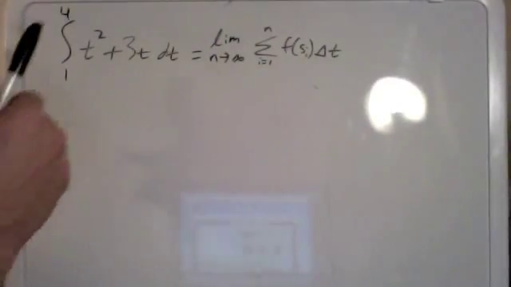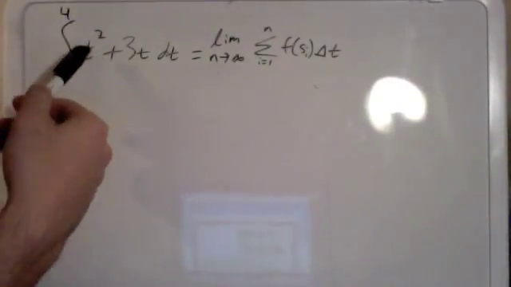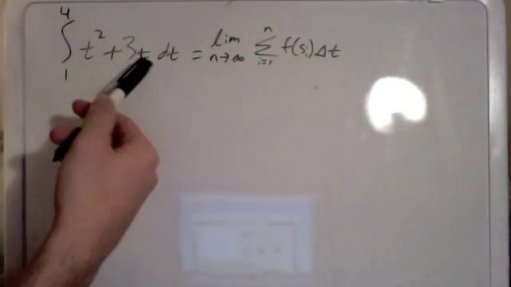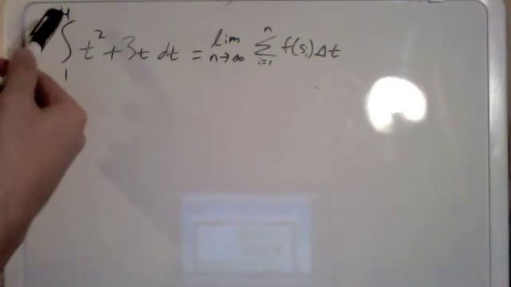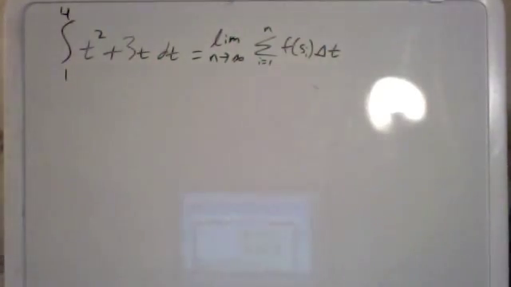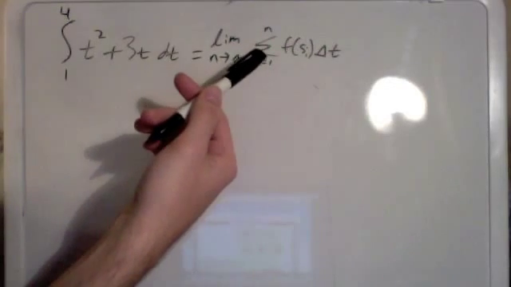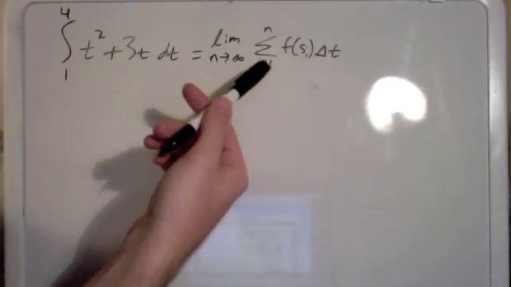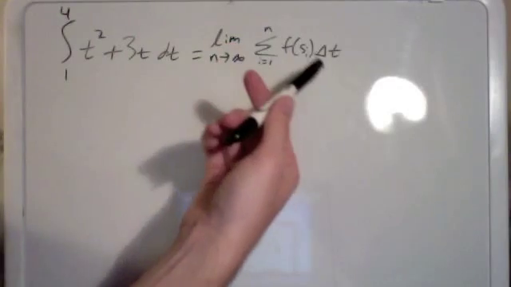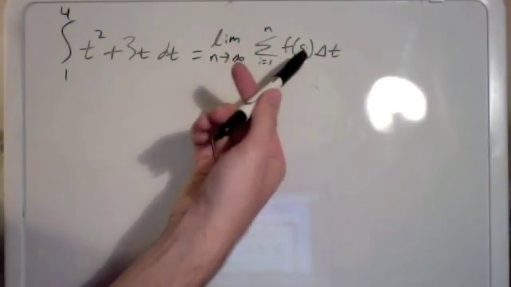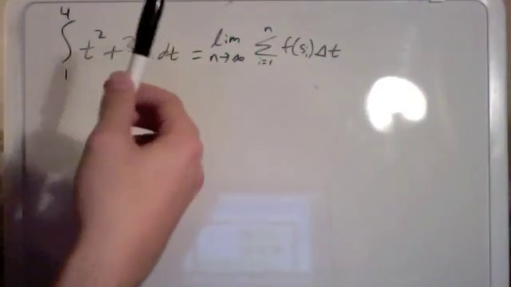So we're given an equation that's t squared plus 3t. We're told to evaluate the integral of it from 1 to 4. So we know we have to set up an equation like this: the limit as n approaches infinity of this Riemann sum, the sum of f of s_i times delta t.